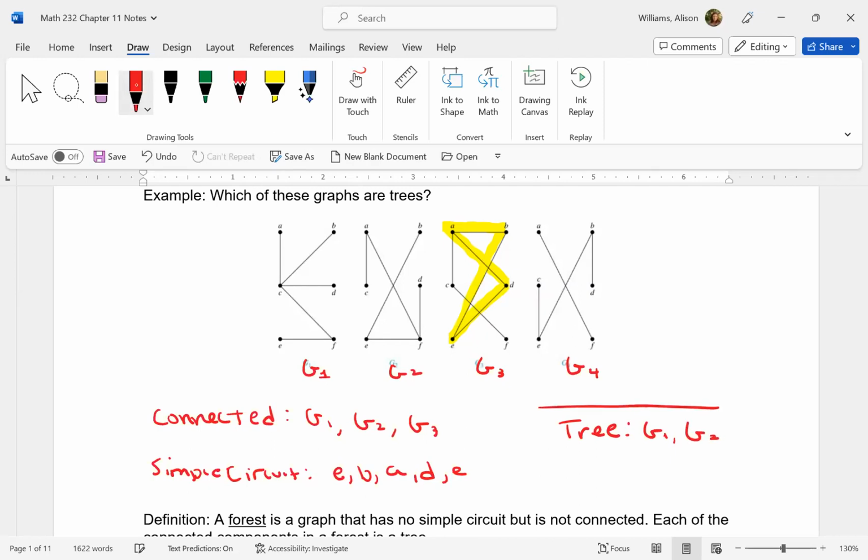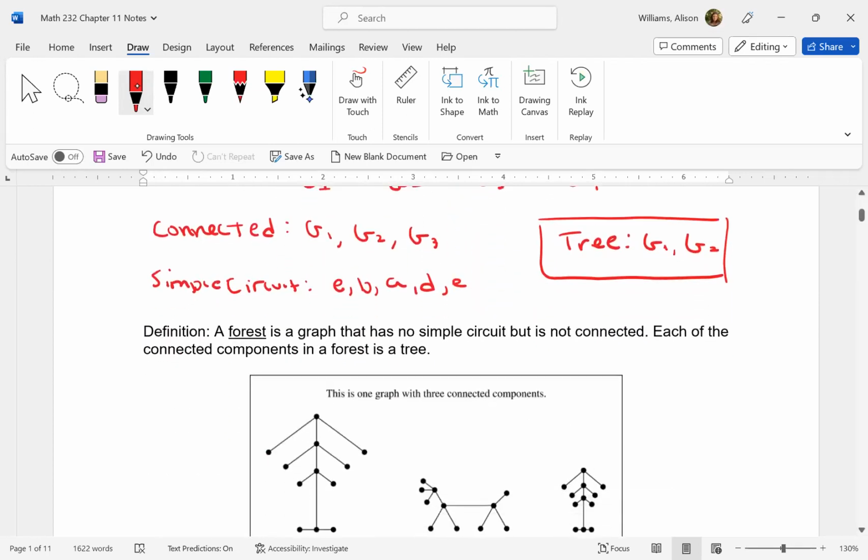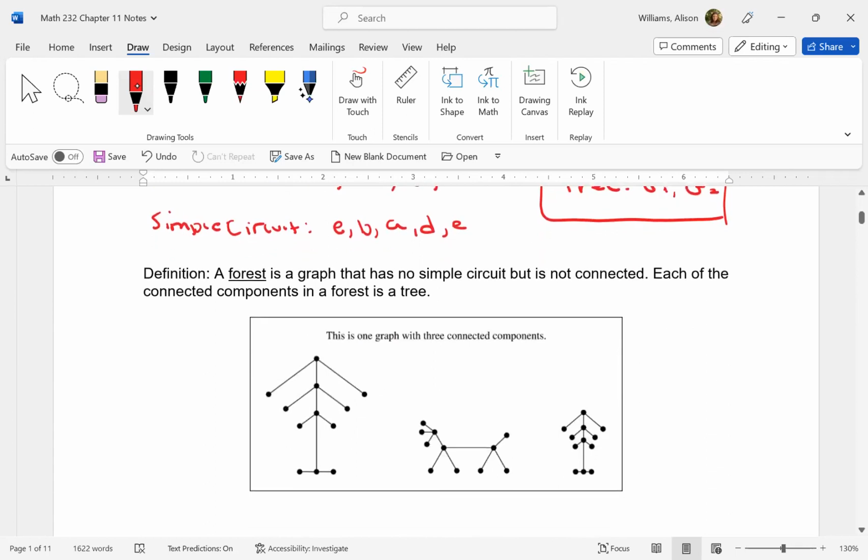Okay, so that's how we can tell which ones are trees. A forest is a graph that has no simple circuits, but is not connected. Each of the connected components in a forest is called a tree. As you can see here, this is actually one graph and it has these three connected components, but because it's one graph, that makes it not connected all together since there's three individual pieces there.